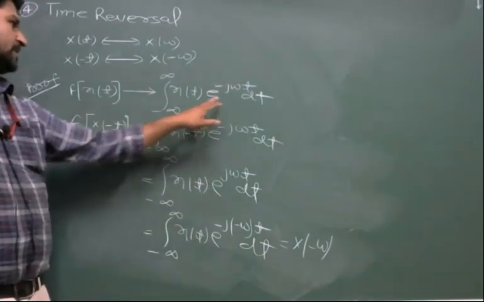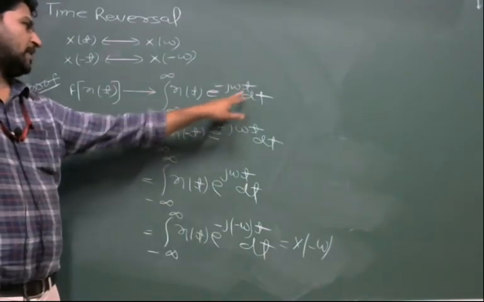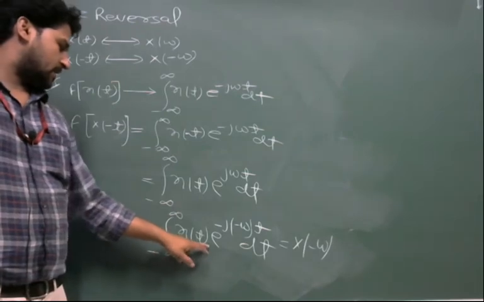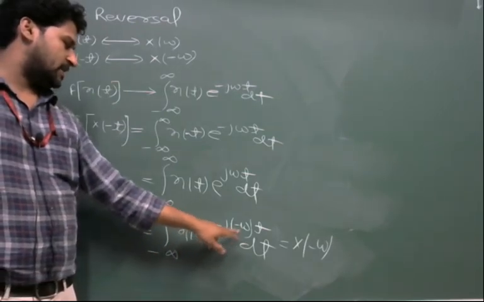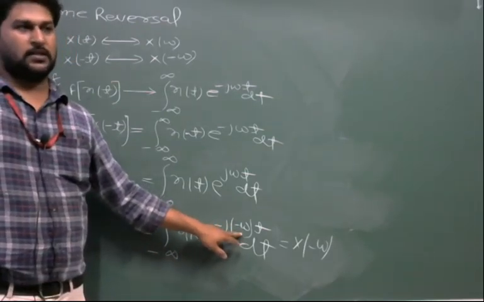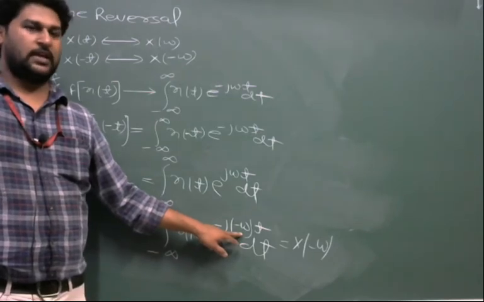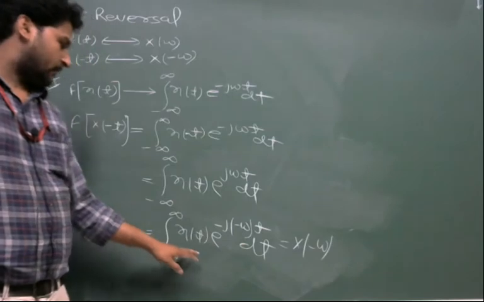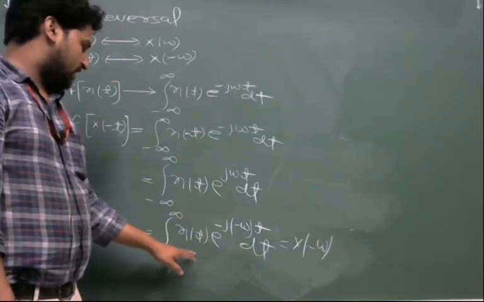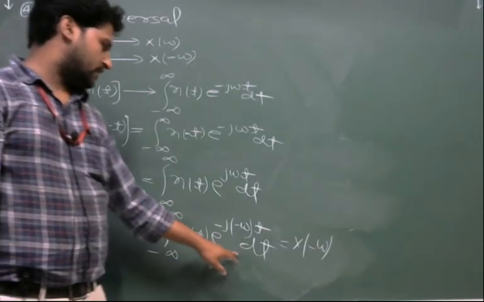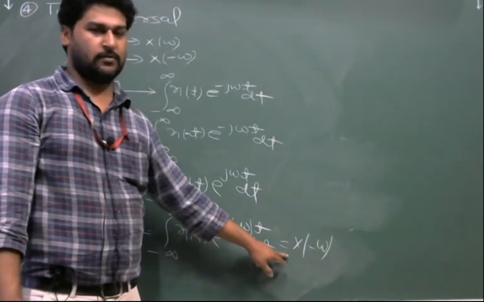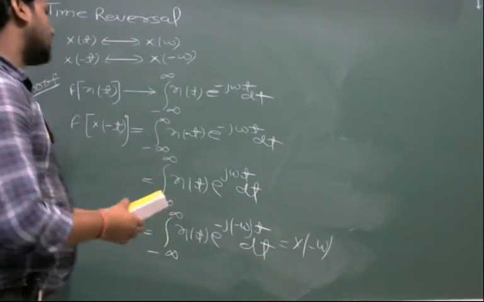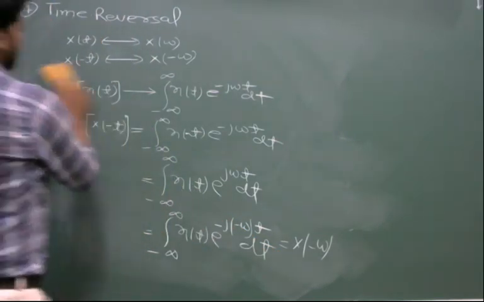This is x(t) e power minus j plus omega t. Here it is x(t) into e power minus j into minus omega t. It means that this is the Fourier transform of the signal x of minus t, which will be equal to X of minus omega. This is what the reversal property says.